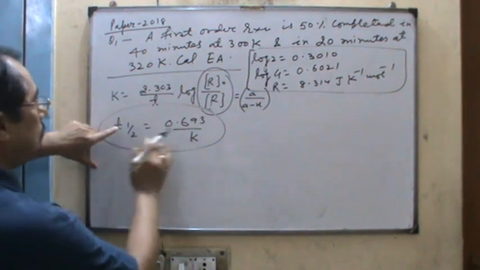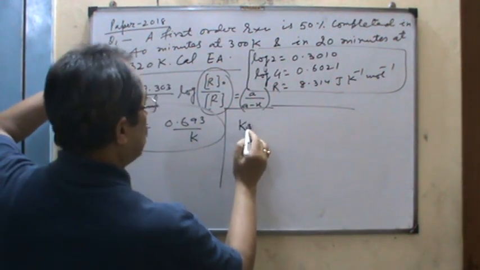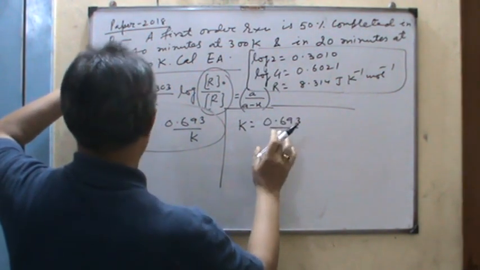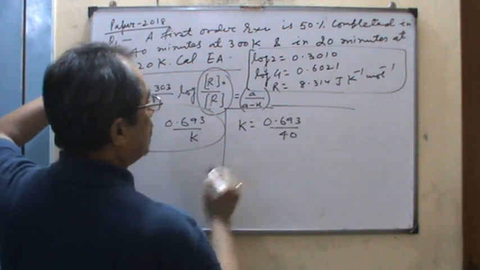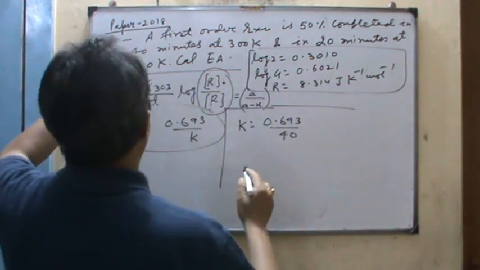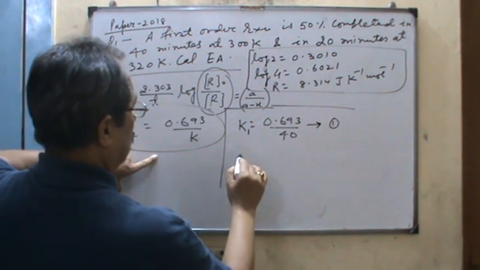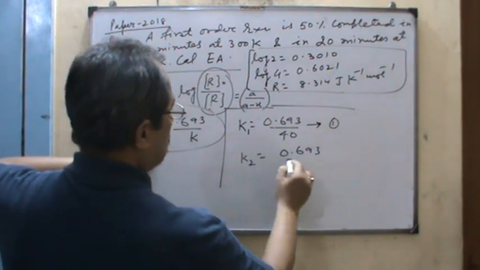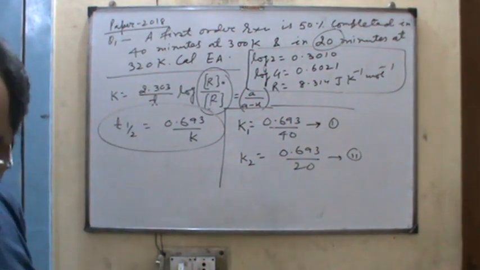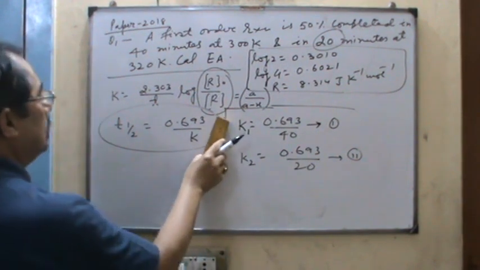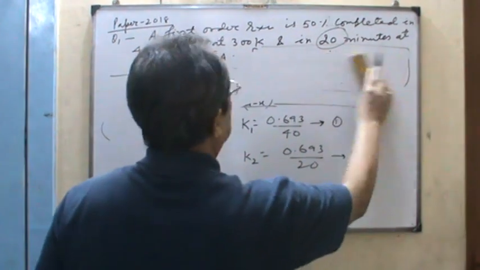My dear students, here, see, if I take equation 1, K1 is equal to 0.693 upon t. Time is how much here? Time is 40 minutes. It is equation 1. And another, K2 is equal to 0.693 upon how many minutes? 20 minutes. This is equation 2. Then you just put it in the activation energy formula here. So is it clear to you? What is that activation energy?